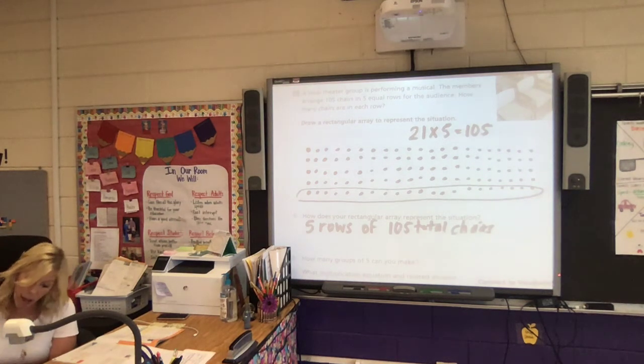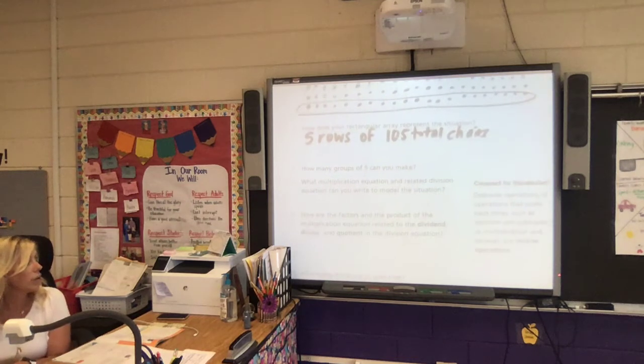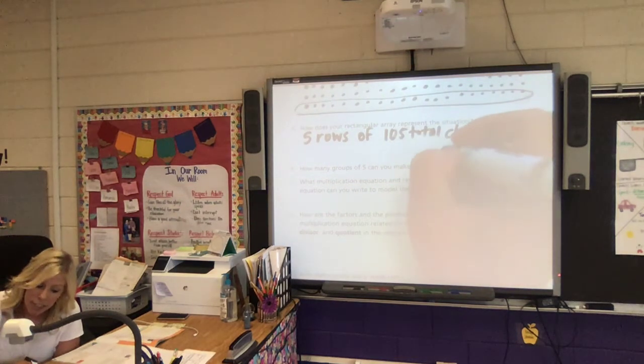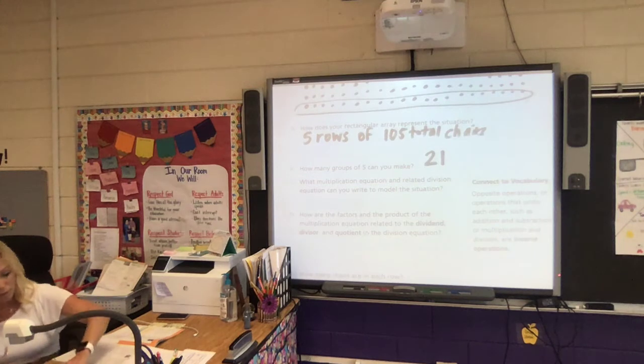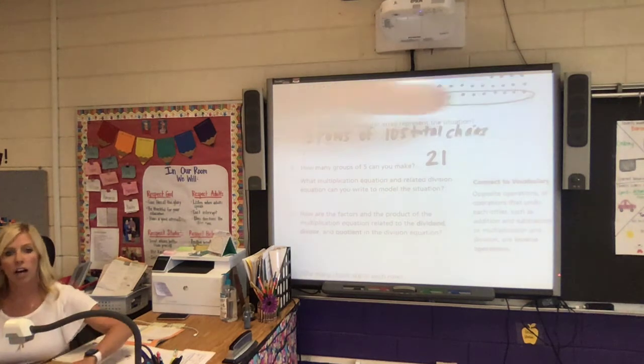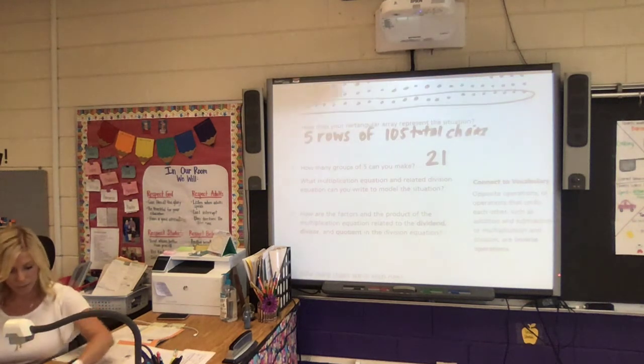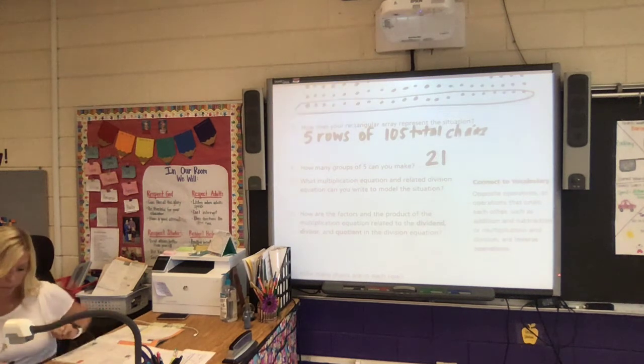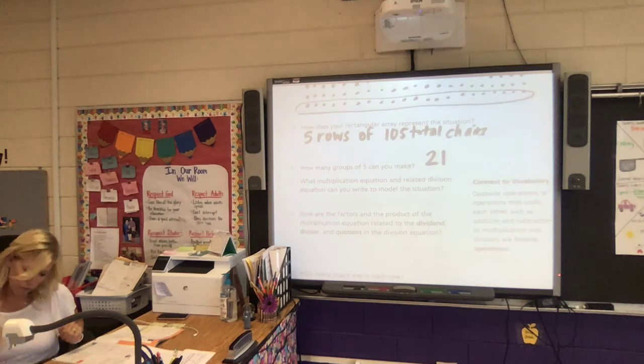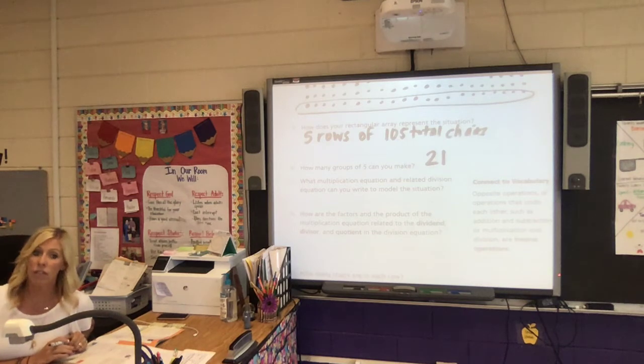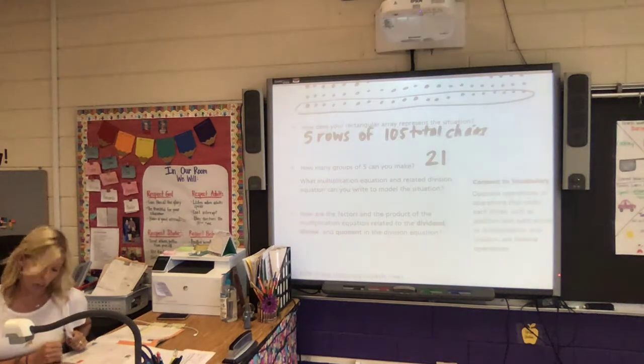All right. So how many groups of 5 did we make? Well, we know we made 21. So we counted 21, 21, 21. But remember, we've got 5 groups, 5 rows of 21 or 21 rows of 5. You could look at it both ways.